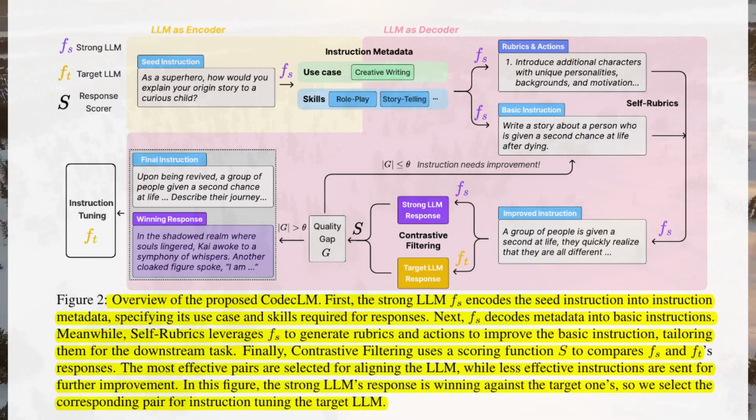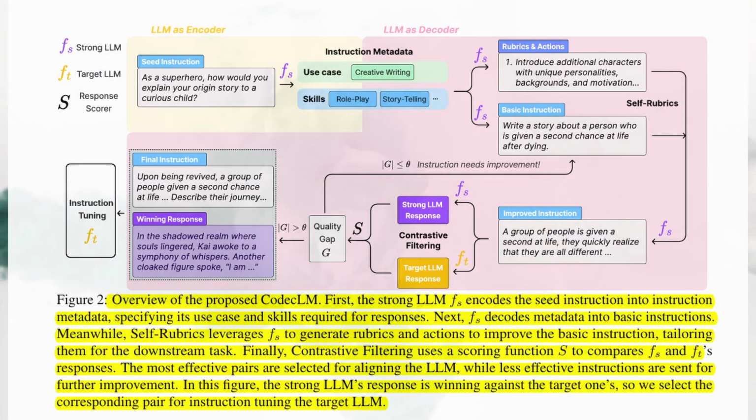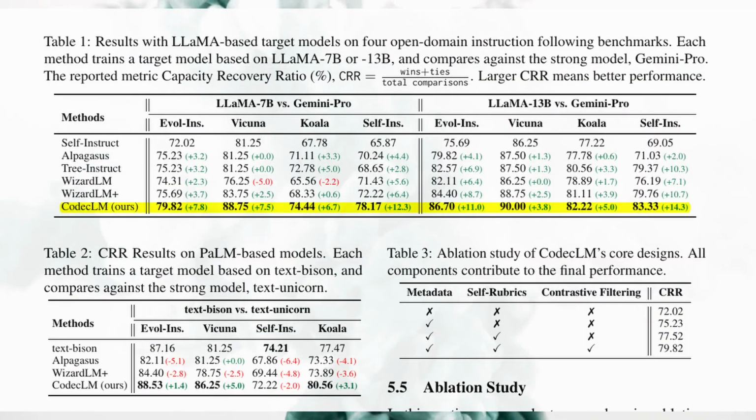The process begins by generating responses to the same instruction from both the strong LLM and the target LLM. These responses are then scored using a predefined scoring function, typically implemented using the strong LLM as a reference. The scoring function evaluates how well each response aligns with the expected output, providing a quantitative measure of quality. The quality gap is calculated as the difference in scores between the responses from the strong and target LLMs. This gap is used to determine the relative effectiveness of each instruction in teaching the target model.